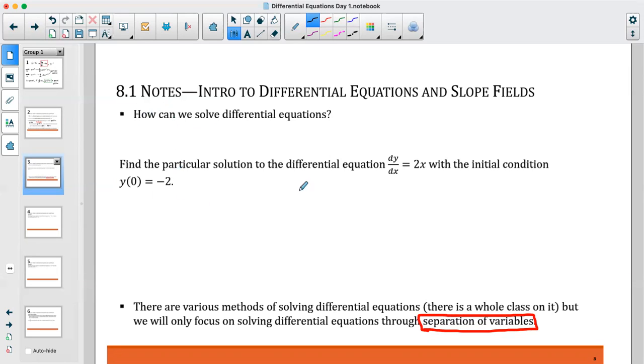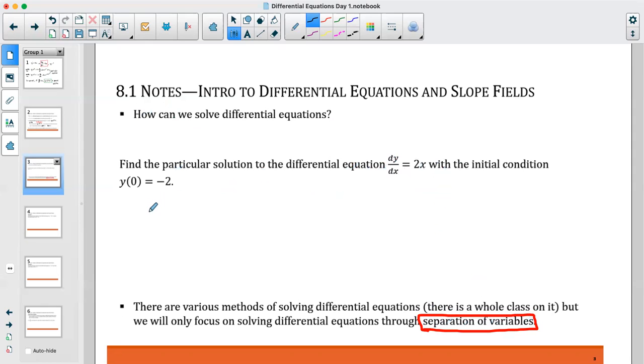So here's what we do. This is called separation of variables. So unsurprisingly, we're going to separate the variables. And when I say that, I mean we're going to get all the y's and dy's on one side of the equation, and all the x's and dx's on the other side.